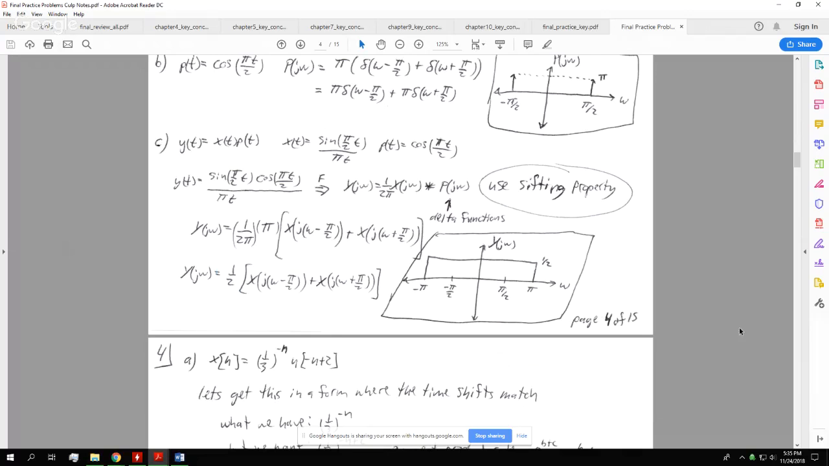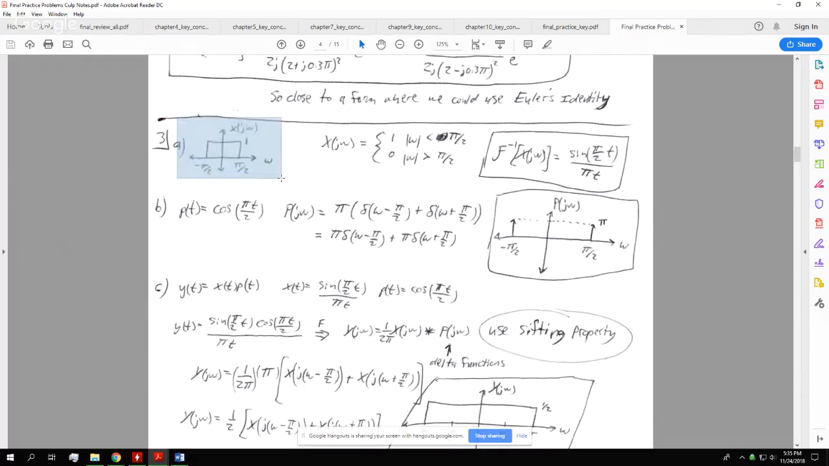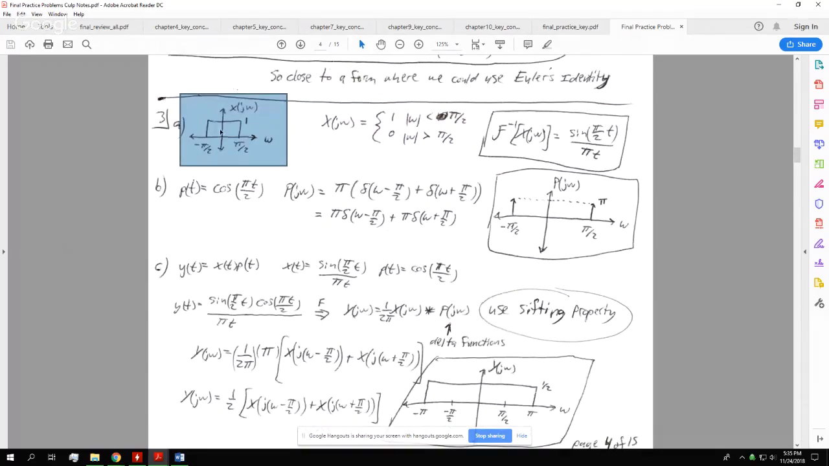So let's scroll up to see what we were originally given in part A. This was our original signal, and it was given to us graphically. So we don't even need to worry about the mathematical representation of it. This is what it looks like. So we just need to take this and scale it by half. So this was a magnitude of 1, but now it's going to be a magnitude of half. And then we're going to shift it out by these 2 values, pi over 2 and minus pi over 2.